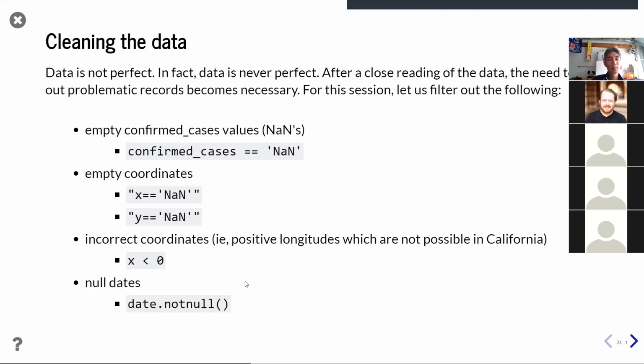The ones that I came up with, also through exploration, trial and error, are that there might be null confirmed cases. We might have empty coordinates. We might have incorrect coordinates. And this is something I found out after I looked at the data. But thinking about the X, which is the longitude coordinates, we can't have positive longitudes in California. I'll explain this in a little bit. And we can't have null dates if we're going to chart information by date.